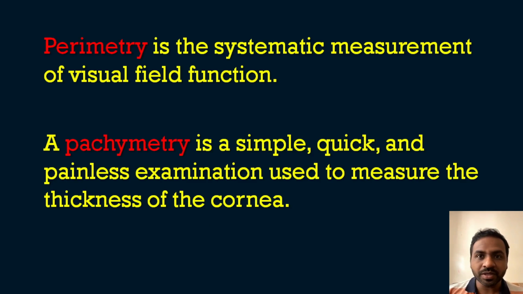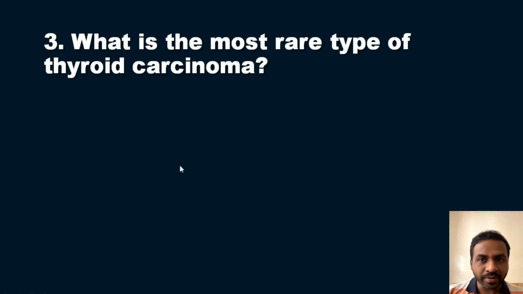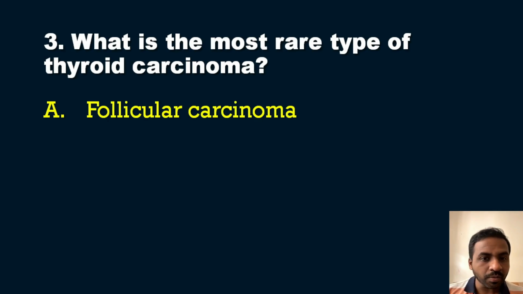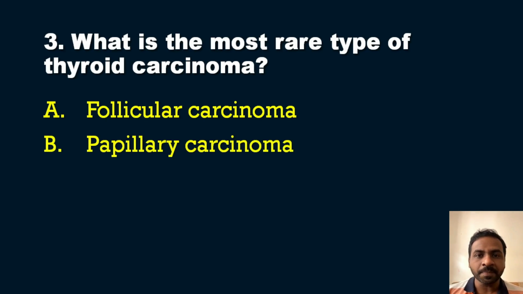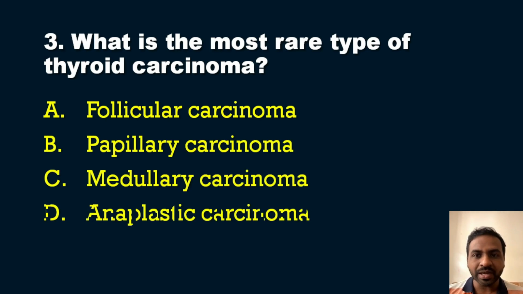Now we will move on to the third question in our series, and the question is on the screen right now. What is the most rare type of thyroid carcinoma? So which type of thyroid carcinoma is very rare? That is a direct question. The options for you are option A, follicular carcinoma, option B, papillary carcinoma, option C, medullary carcinoma, and option D, anaplastic carcinoma. So which is the most rare type of thyroid cancer? That is the question for you. So what is the answer?